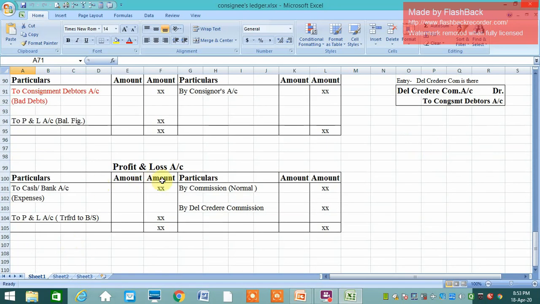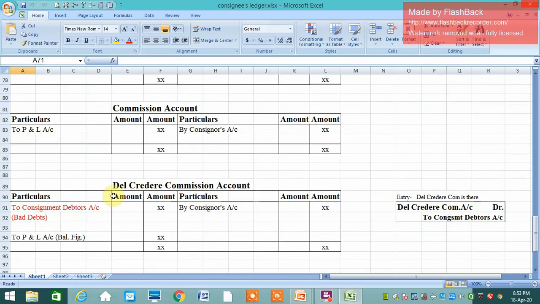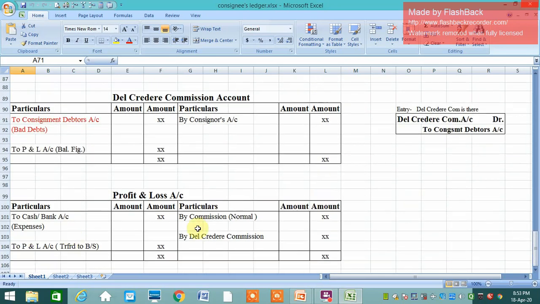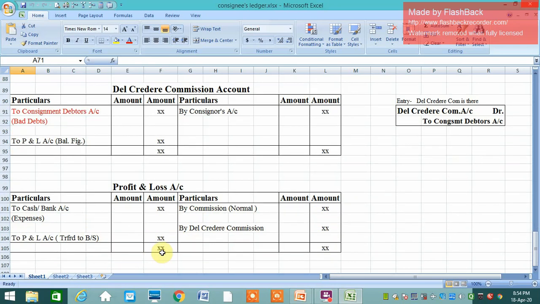Then in the profit and loss account, here you can see the second effect of this. This is the normal commission, ordinary commission, and this is the Del Credere Commission. So this is by normal commission and by Del Credere Commission. This is the second effect of the same. And then whatever expenses he has incurred will also come on the debit side. And finally, the balance will be transferred to profit and loss account.